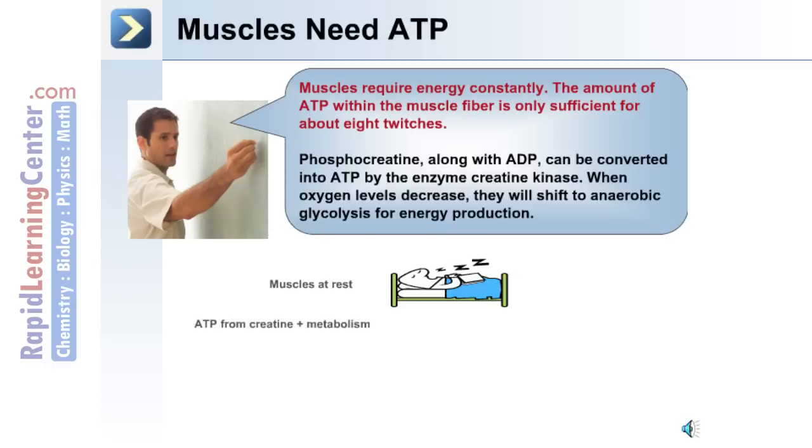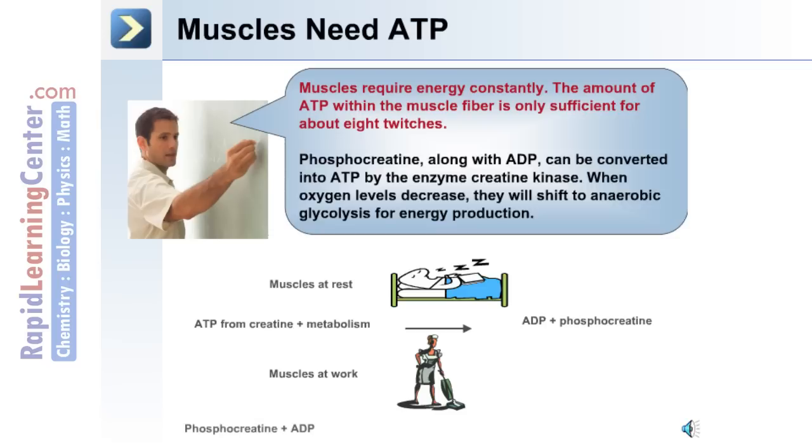When muscles are at rest, ATP from creatine and metabolism can be converted to ADP and phosphocreatine for storage. When muscles begin working, phosphocreatine and ADP through creatine kinase can be converted to creatine and ATP for energy use.